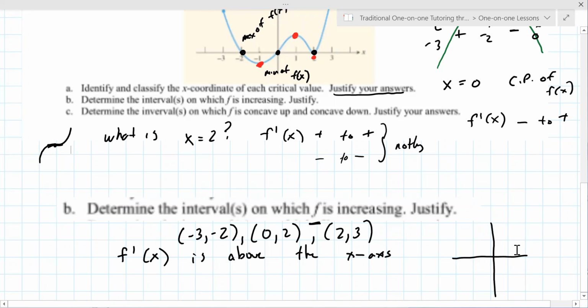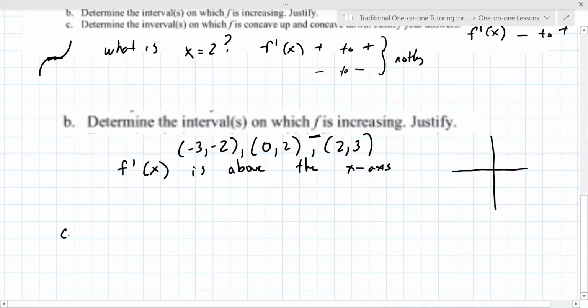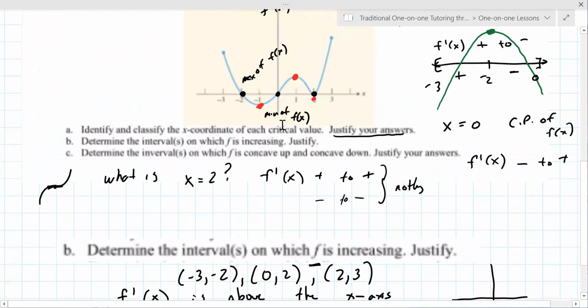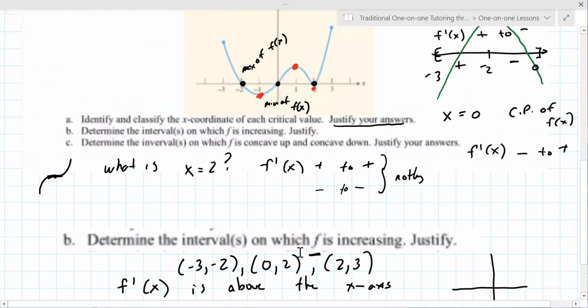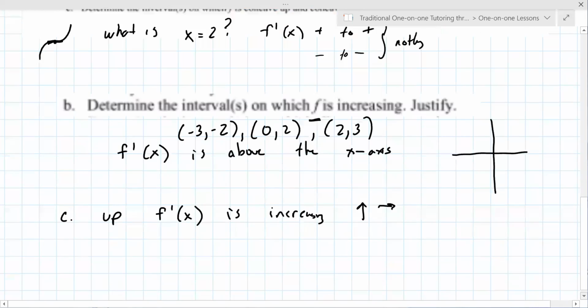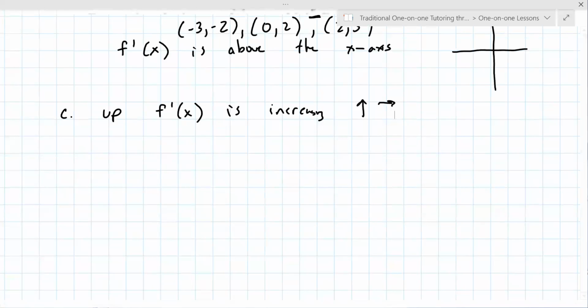Part C, so concave up, concave down. It's concave up when f prime of x is increasing, going up and to the right. So if we go back and look at the original function, it's increasing from -1 to 1, and then again from 2 to 3, because it's going up and to the right. So if you like flashcards, I would recommend writing those words down, like up and to the right.